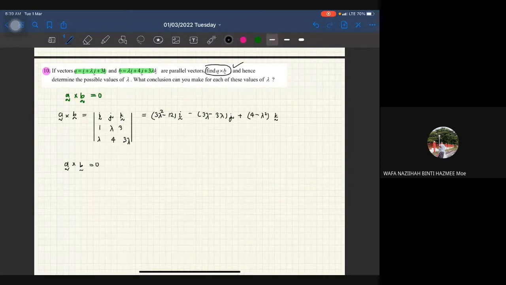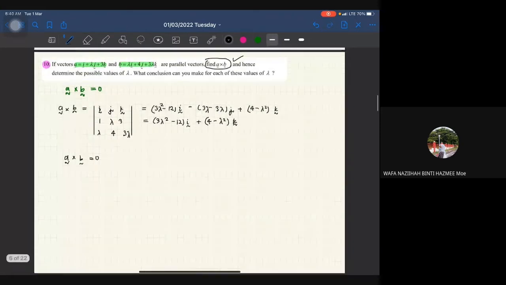Okay, so let's simplify this one dulu. The first one tak boleh simplify. So 3 lambda square minus 12 I. Okay, so second one is 3 lambda minus 3 lambda. So this one akan jadi kosong. Okay, and then lastly, in term of K, awak dapat 4 minus lambda square. Okay. Alright, settle.